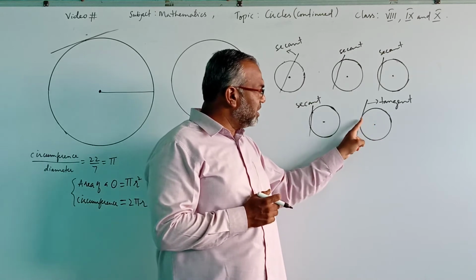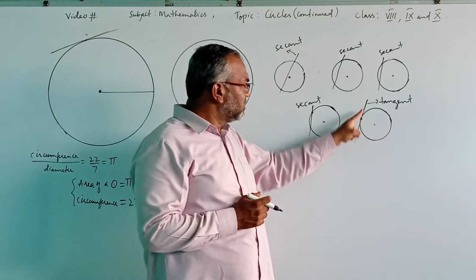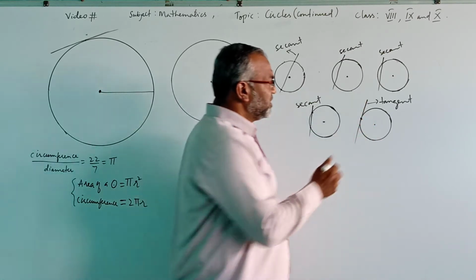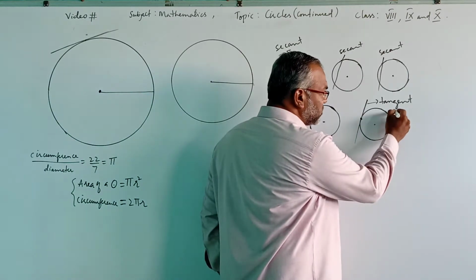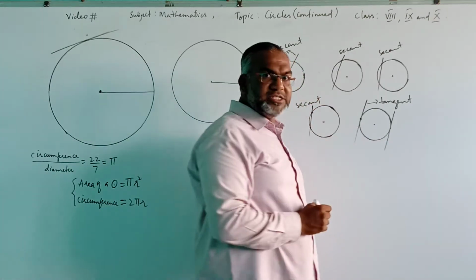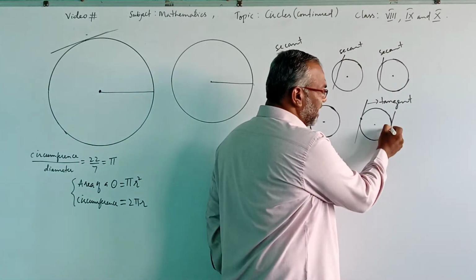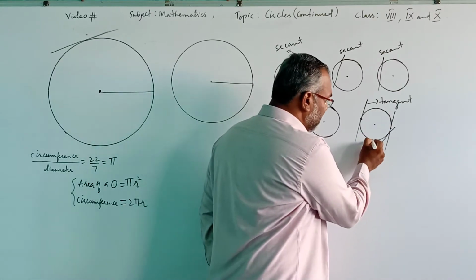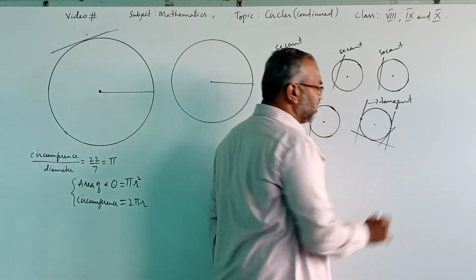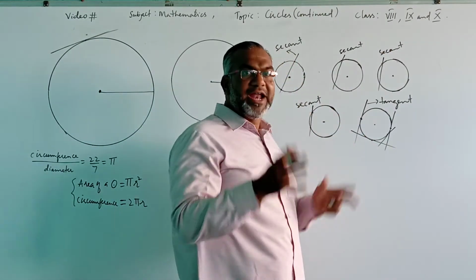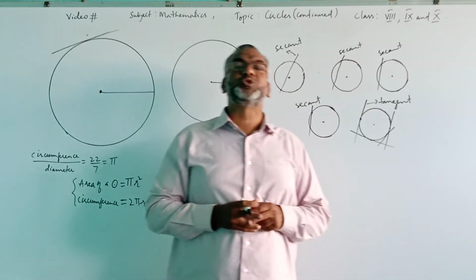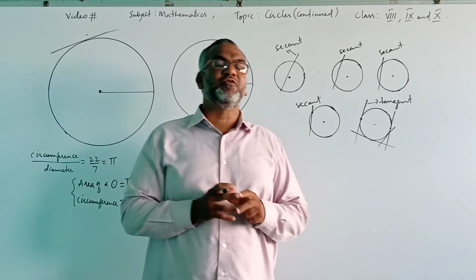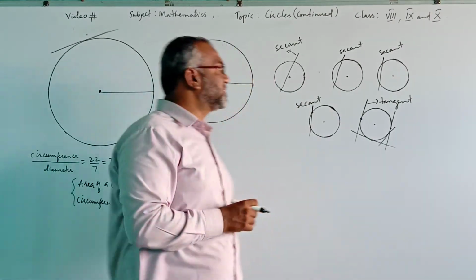Because I have drawn, there is a point here. So this is a tangent, it is touching. There is a point here. If I draw a tangent to this point, then there is a point here, and there is a tangent here. There is a point here, and we can draw a tangent here. So, infinite number of tangents can be drawn to a circle. Indefinite number of tangents can be drawn to a circle.